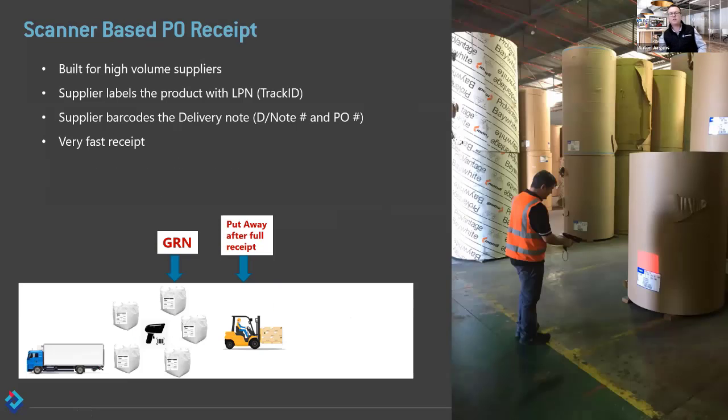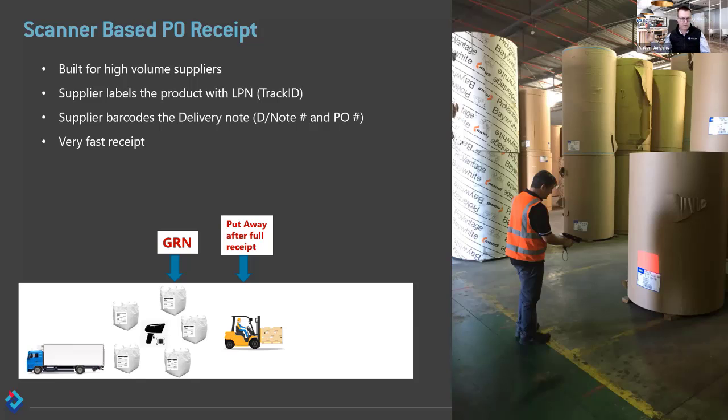The next one is a scanner-based PO receipt. This is used very effectively where you have a few, 1 or 2 or 3 very large suppliers that deliver product into you consistently. If you look at the photograph there, that is one of our clients. They make corrugated cardboard boxes, and they have trucks that come in with these rolls of paper. That truck cycles between the supplier or a couple of suppliers in the vicinity, fills up the truck, and they deliver in, and they'll do it 10 times a day.